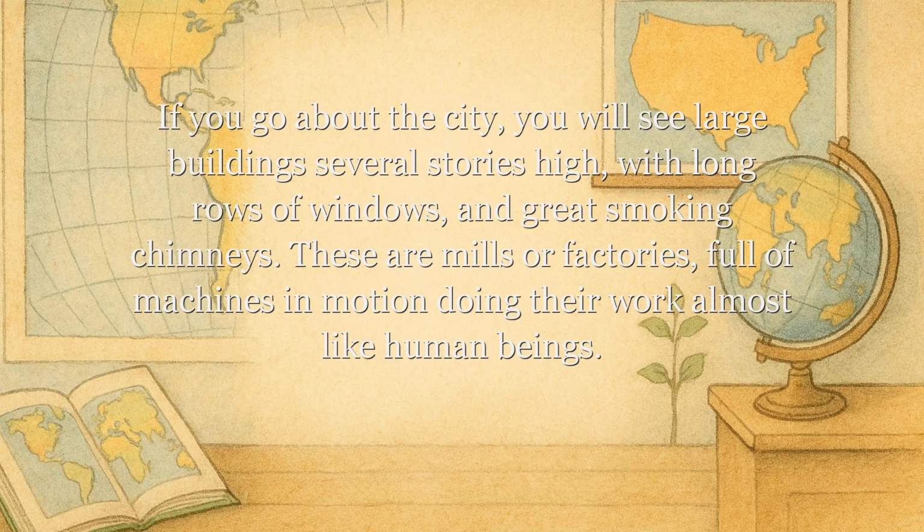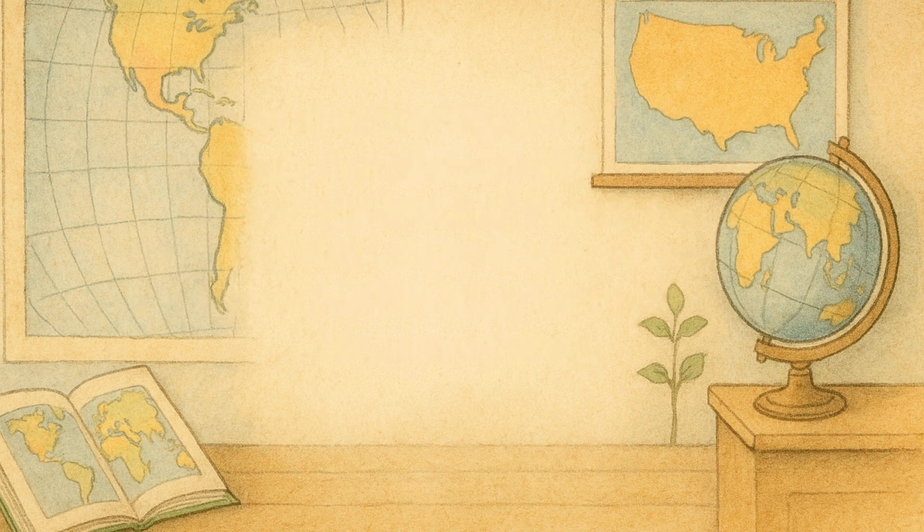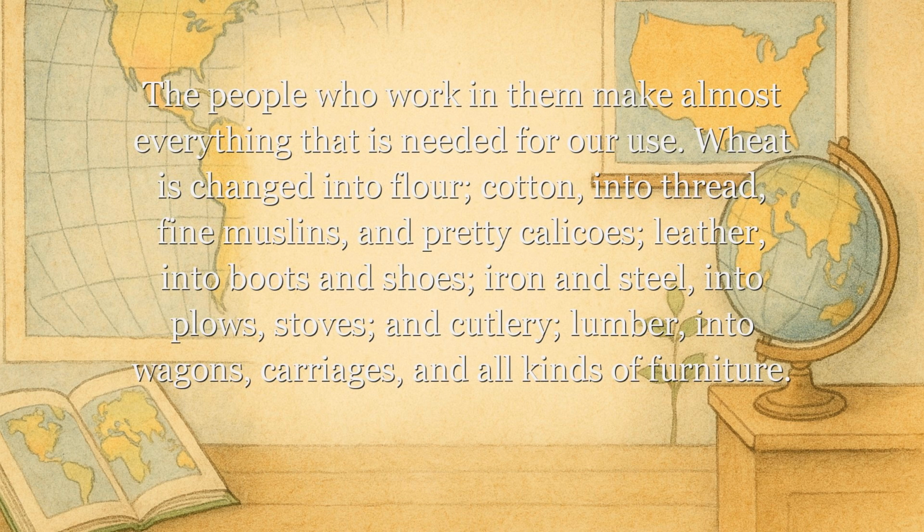These are mills or factories, full of machines in motion doing their work almost like human beings. The people who work in them make almost everything that is needed for our use. Wheat is changed into flour, cotton into thread, fine muslins and pretty calicoes, leather into boots and shoes, iron and steel into plows, stoves, and cutlery, lumber into wagons, carriages, and all kinds of furniture.